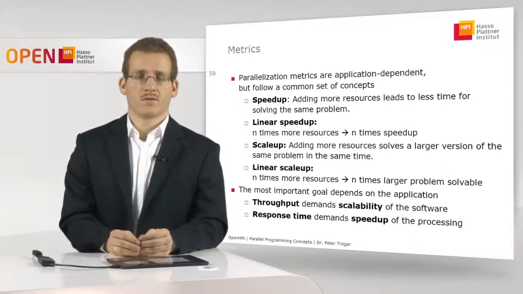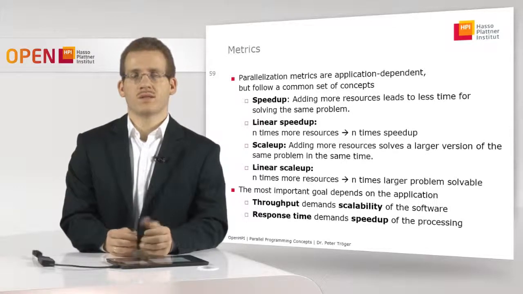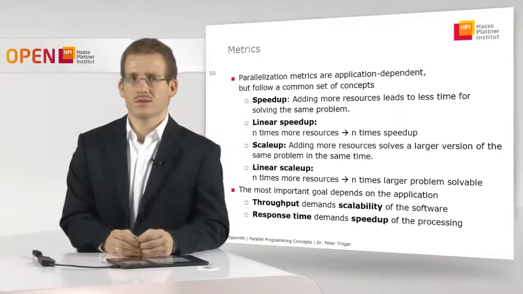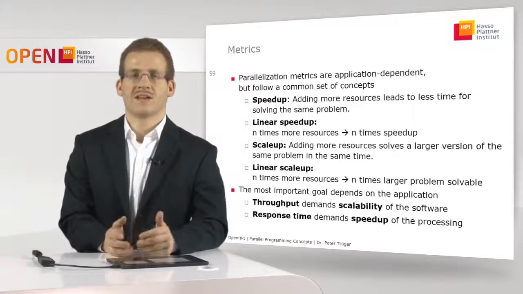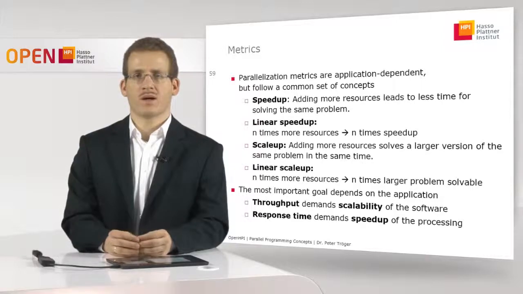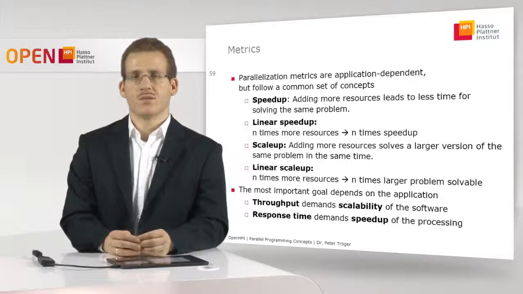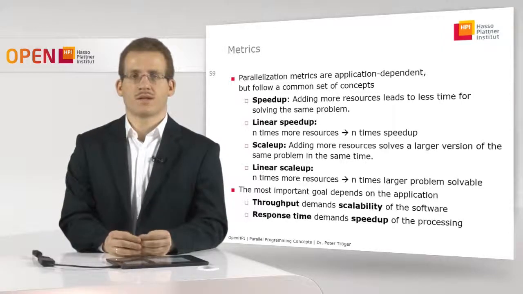The special version of speedup is linear speedup, which means if you add n times more resources, more cores, more processors, you get n times speedup. There's also an effect called superlinear speedup where you are able to even get more speedup than you actually added resources, which is typically due to caching effects.